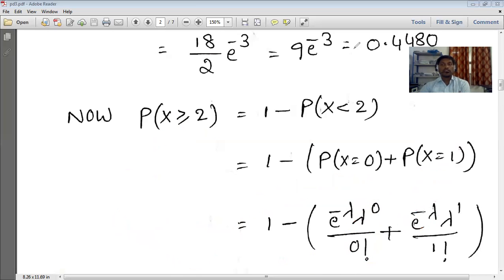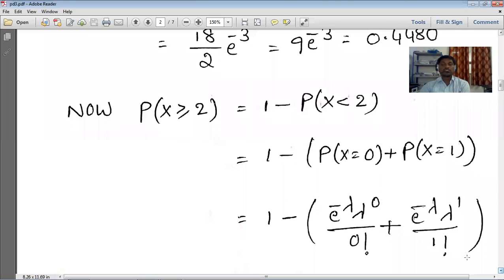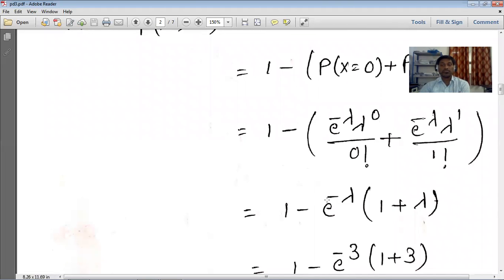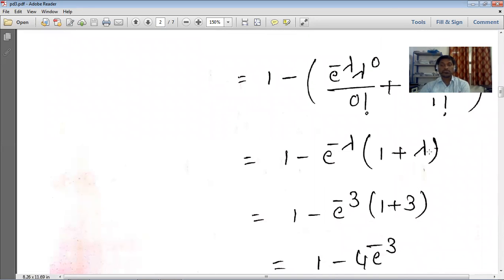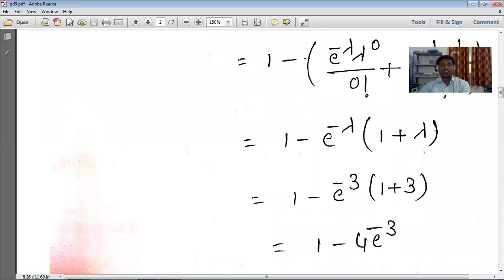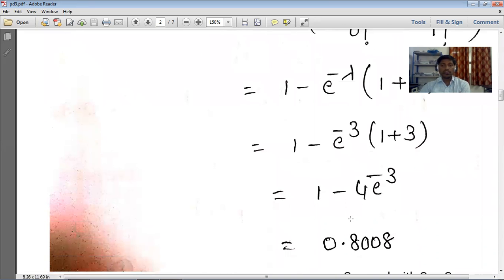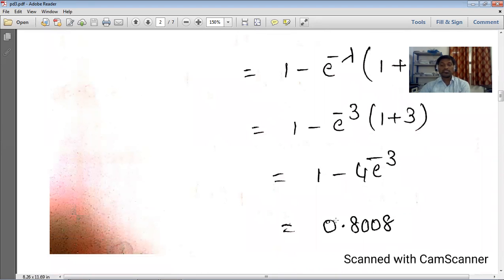Okay. Now we are going to simplify this one. See here, 1 minus e power minus lambda, 1 plus lambda. So just we substitute 3 in place of lambda. And then we got it as 1 minus 4 e power minus 3, which is equal to 0.8008.